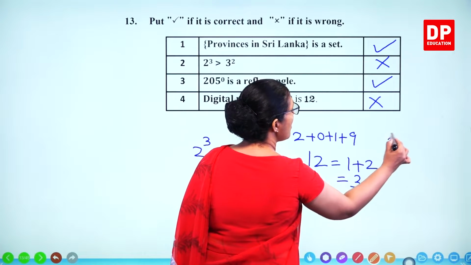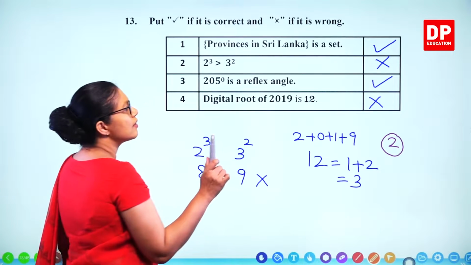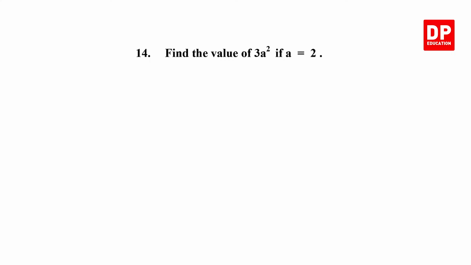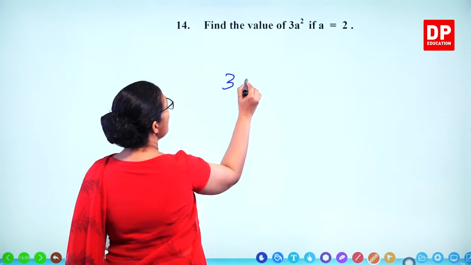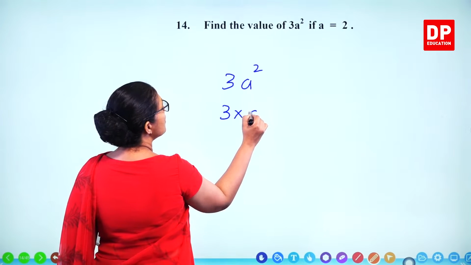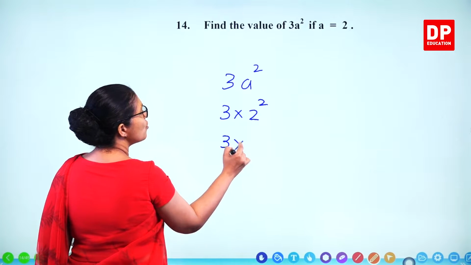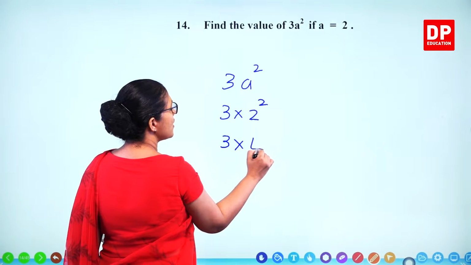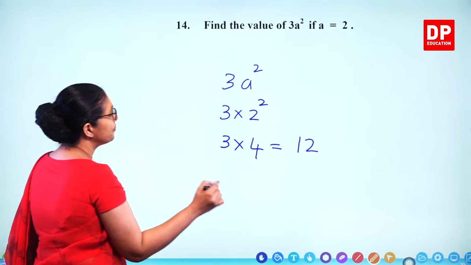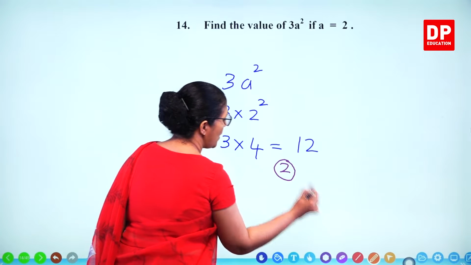So you get 2 marks for writing correct answers. If 1 wrong, you get 1 mark. Question number 14. Find the value of 3a squared when a equals 2. Substitute a, you can write 2. 3 into 2 to the power 2 means 2 times 2. That's 4. 4 times 3, 12. So 2 marks for that as well.